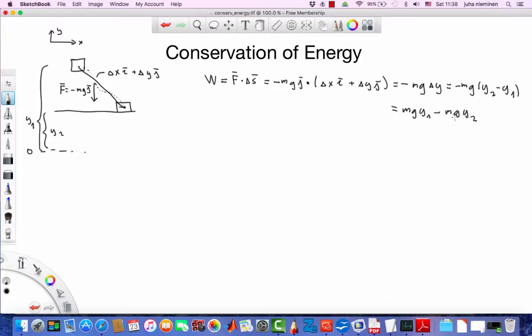And what is interesting about this result, not only do you recognize it as a difference between the potential energies at the 2 points, but also that the displacement in the horizontal direction didn't affect it at all. So in other words, it didn't matter what path it took to get to the final height from the initial height, only the difference between those two heights. And this is one property of a conservative force.